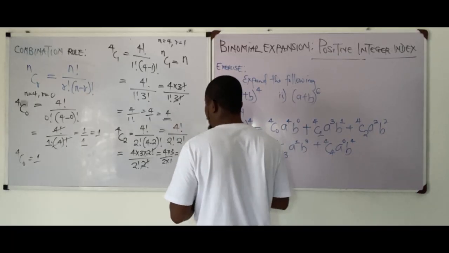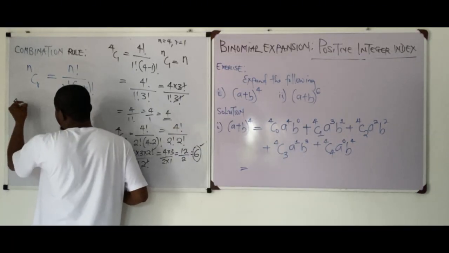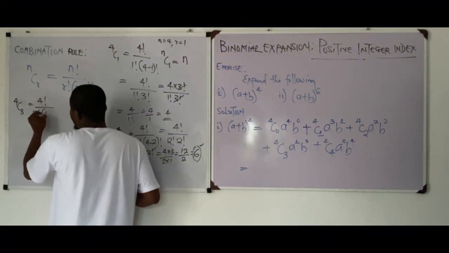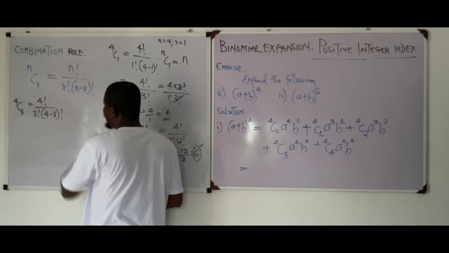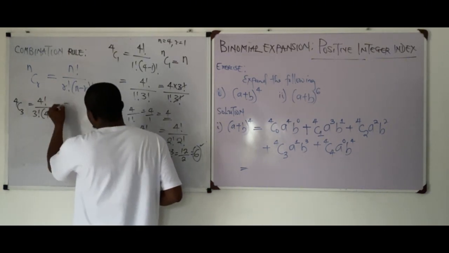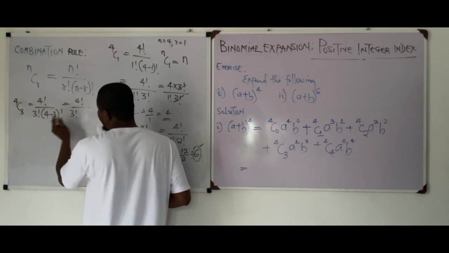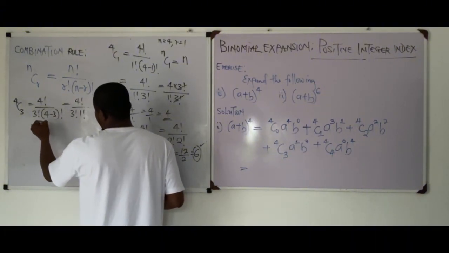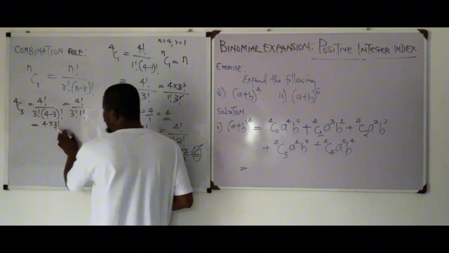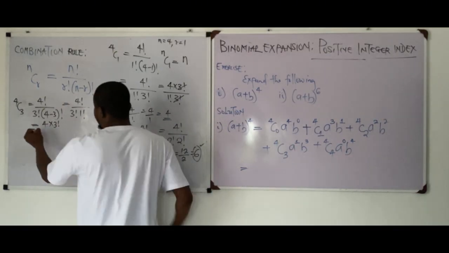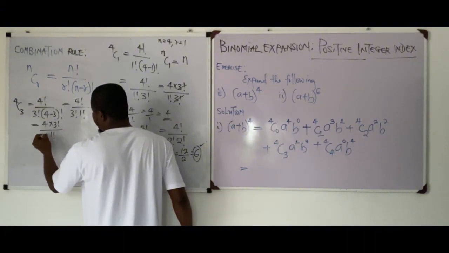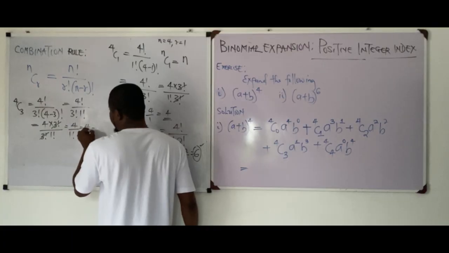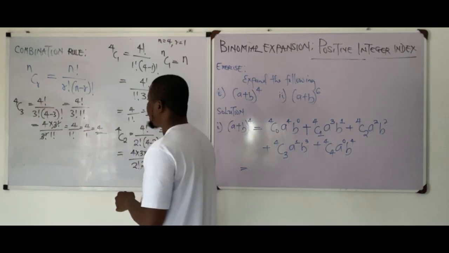So we can do the same for 4 combination 3. Following the combination rule, 4 combination 3 is 4 factorial over 3 factorial times 4 minus 3 factorial. 4 minus 3 is 1 factorial. So this gives us 4 times 3 factorial. I'm just going to drop it at 3 factorial because I'm seeing 3 factorial down here, all over 3 factorial times 1 factorial. This cancels this. I have 4 over 1 factorial, which is 4 over 1, which is 4. So 4 combination 3 is 4.